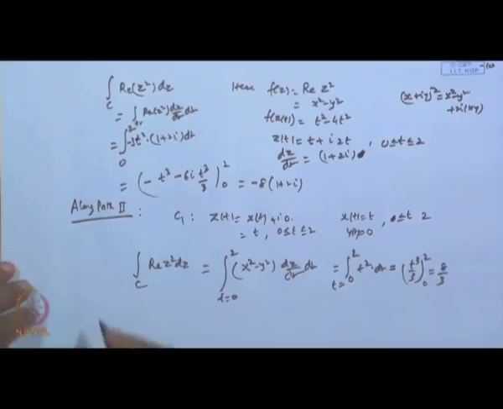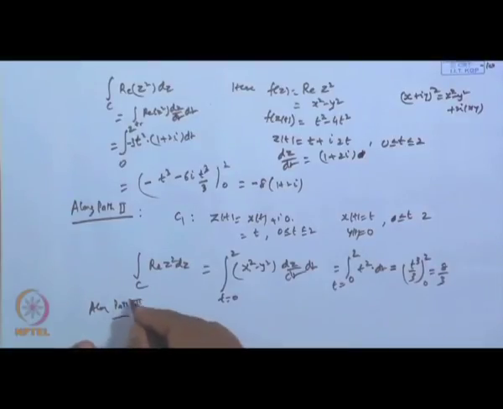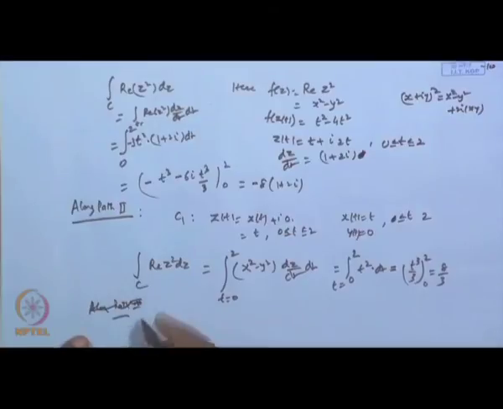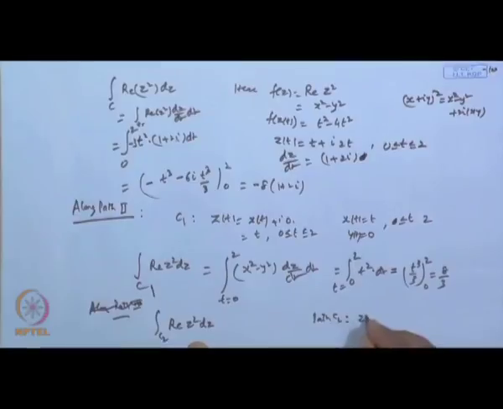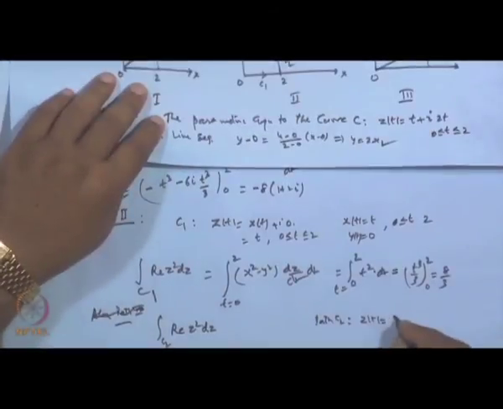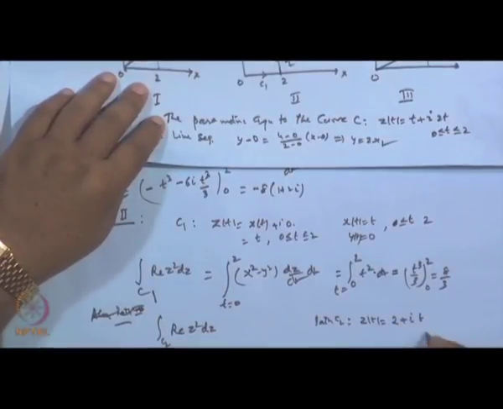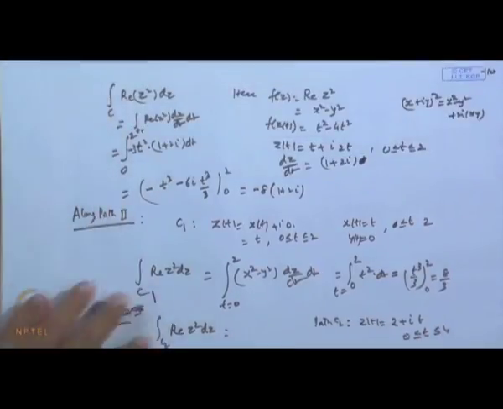Okay. Then the third part, along C2. Let us calculate along the path C2. If I take C2, the x coordinate is always 2 and y is changing. So, it can be written as 2 plus i t, where t varies from 0 to 4. Okay. Then you compute this, and similarly we get the result for the other.